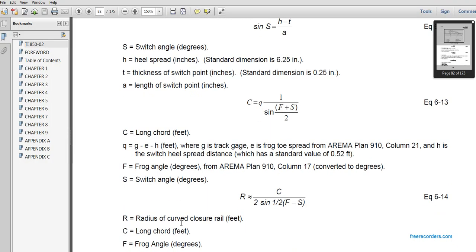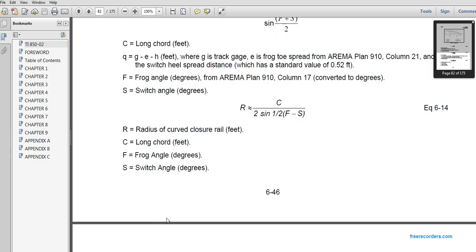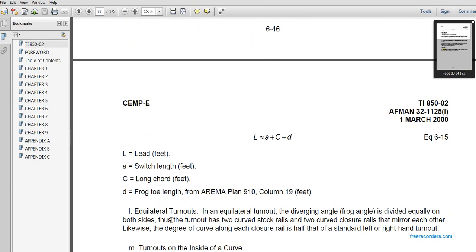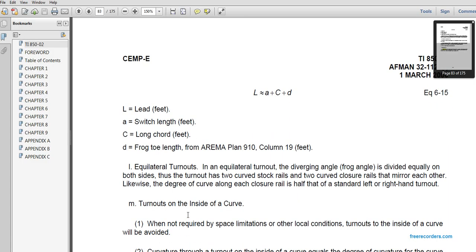S is the switch angle in degrees. The radius of the curve closure is congruent with the long chord in feet and the frog by 2 sine of 1/2 the frog angle by the switch angle, where the frog angle in degrees is equal to the frog angle minus the switch angle in degrees. The lead is congruent with the switch length in long chord feet plus the frog toe length from the REMA plan 910 and column 19.